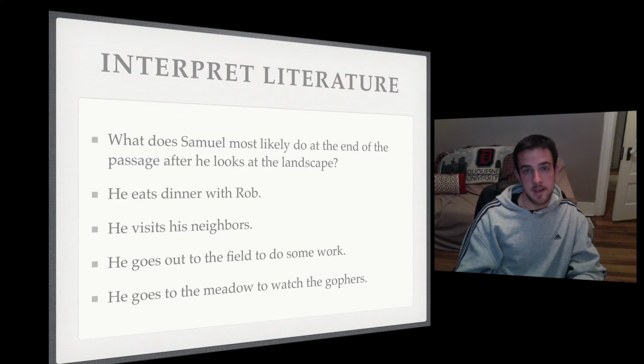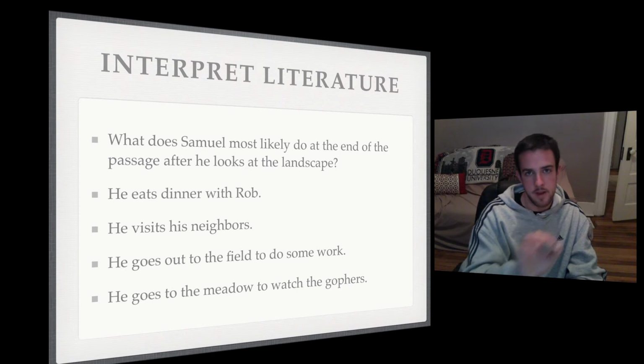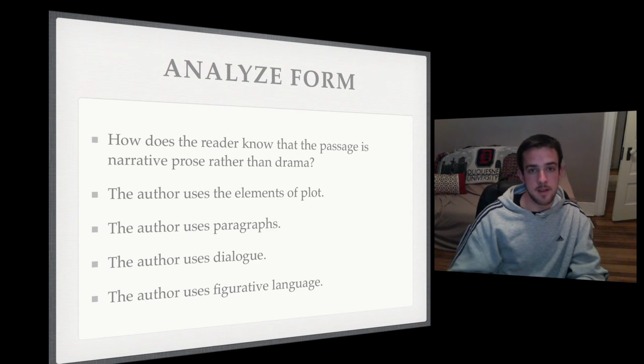Interpretation. Sometimes you're not asked to just comprehend, but come up with what might happen or what might happen next. This question, what does Samuel most likely do at the end of the passage? There may be several correct answers here. Your job is to get rid of the obvious negative ones, find the 2 possible ones, and then, based on the entire passage, pick the one that sounds the best. It is up to you to decide. There is not going to be an answer that comes right out and says something. So don't waste your time looking for a specific clue or anything.